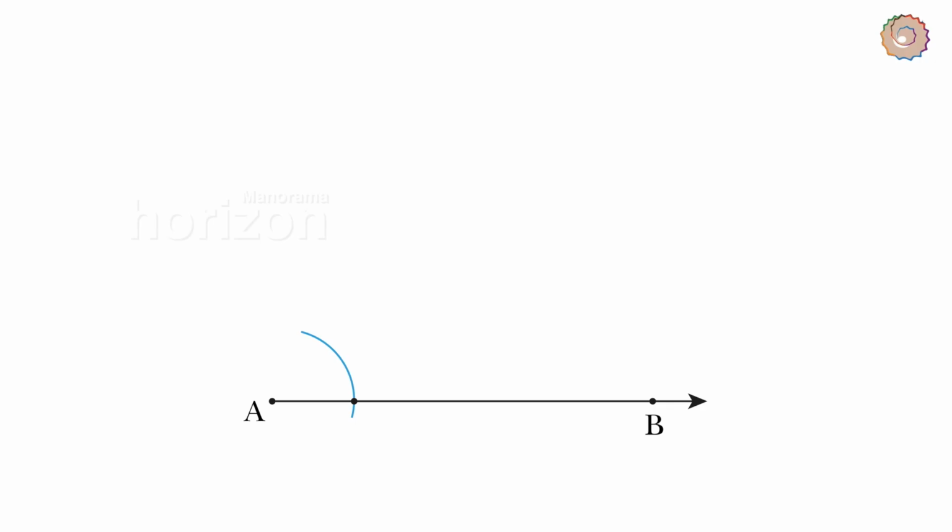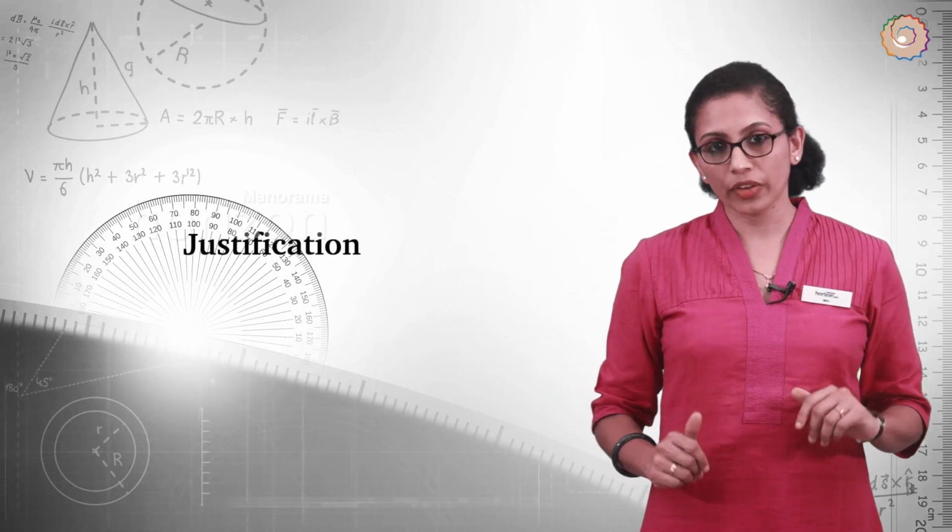Next step, taking D as center and with the same radius as before, draw an arc intersecting the previously drawn arc at point E. Next step, draw the ray AC passing through E. Thus, you can see angle CAB is equal to 60 degree, which is the required angle for us. Let's move on to the justification part.